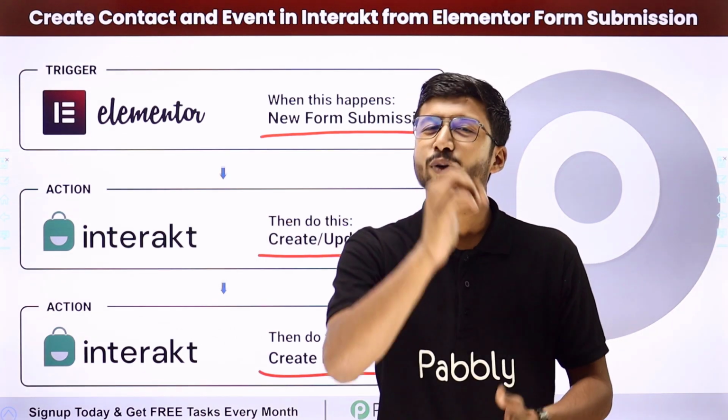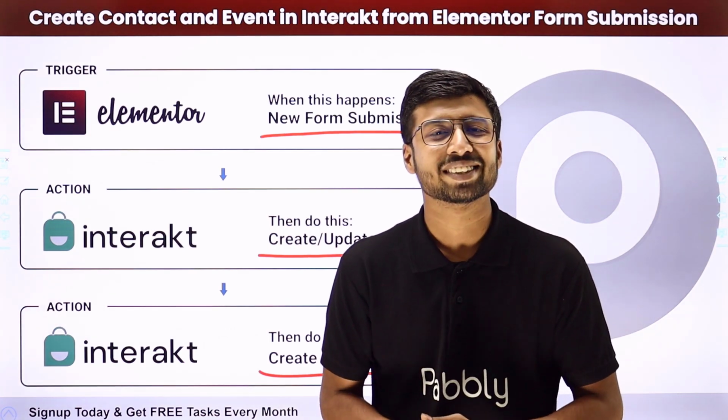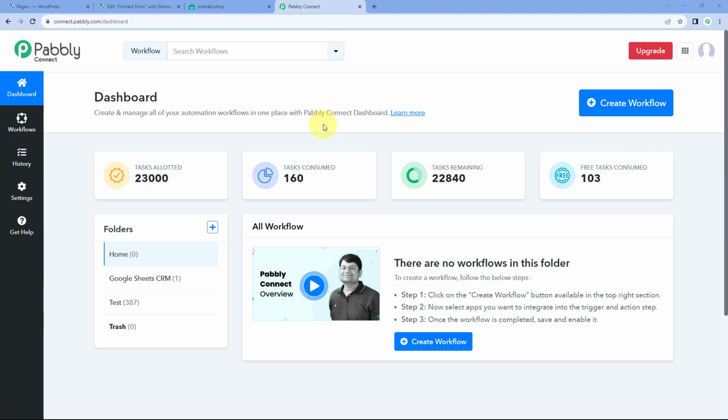So if you want to know how you can set up this automation, for that you just have to come with me to my screen. So as you can see, here we are on Pabbly Connect's dashboard. Now to reach this dashboard, you will get a free sign-up link of Pabbly Connect in the description box below. By clicking on that link, you can basically create your free Pabbly Connect account in just 2 minutes.